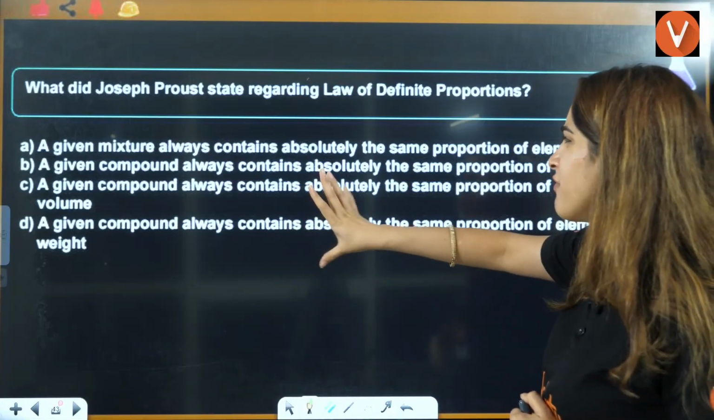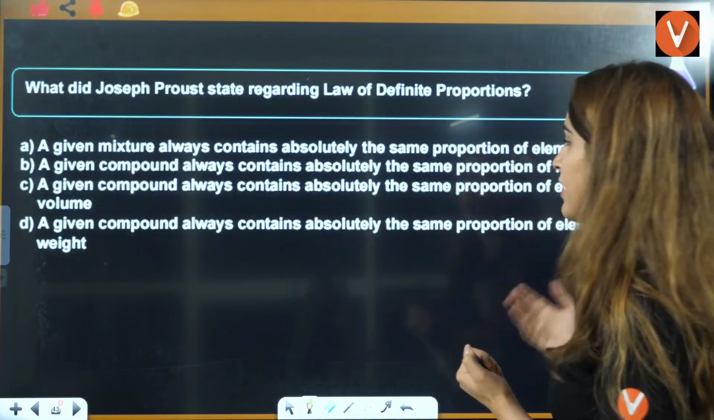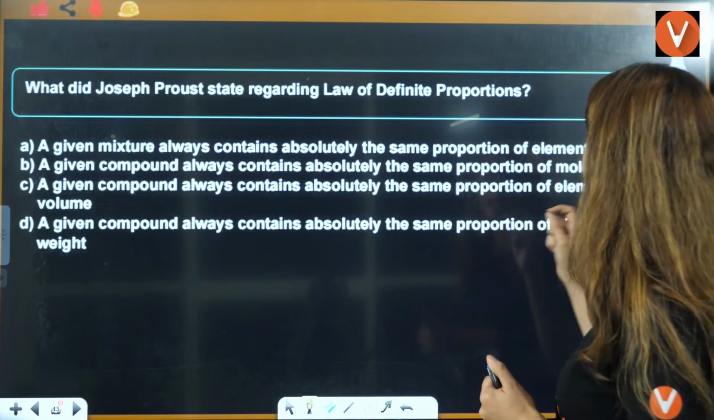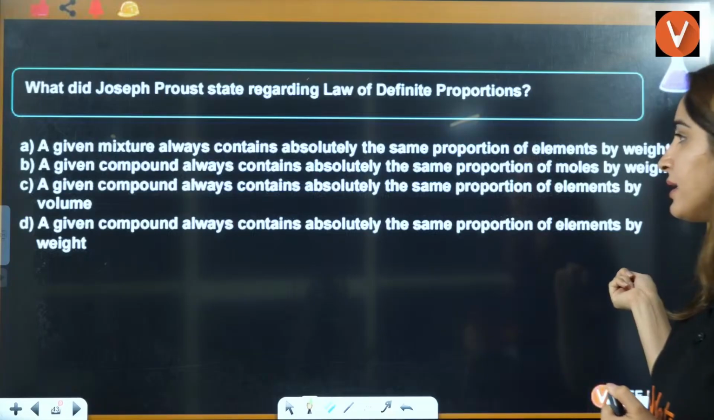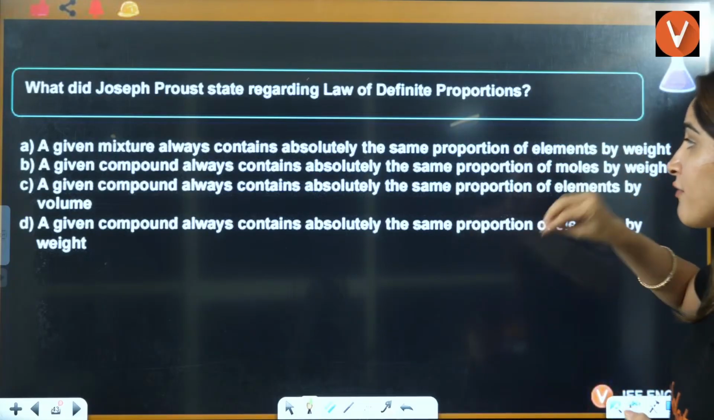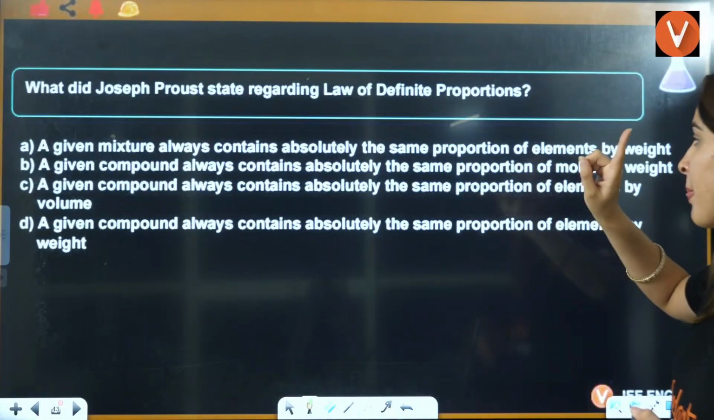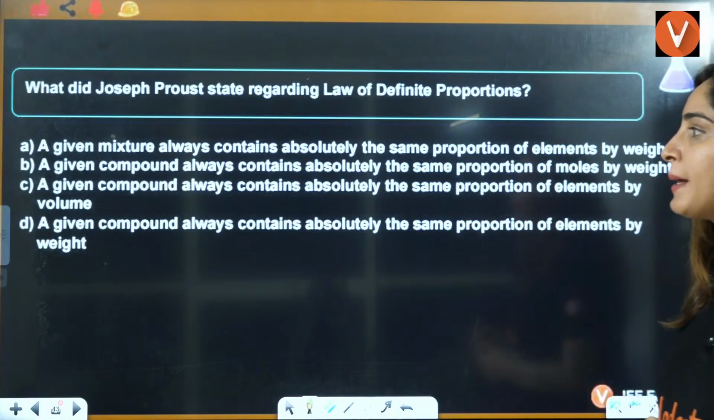Next is, what did Joseph Proust state regarding law of definite proportion? A given mixture always contains absolutely same proportion of elements by weight. A given compound always contains same proportion of moles by weight. A given compound always contains absolutely same proportion of elements by volume. Same proportion of elements by weight.